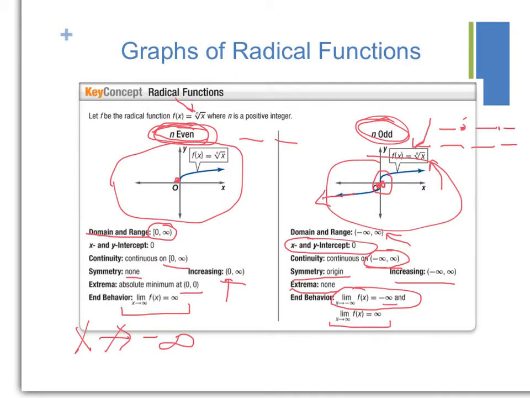So these are the two types of graphs you're going to get with your radical functions. Like I said, you'll get a graph similar to this if you have an even index, and a graph similar to this if you have an odd index.